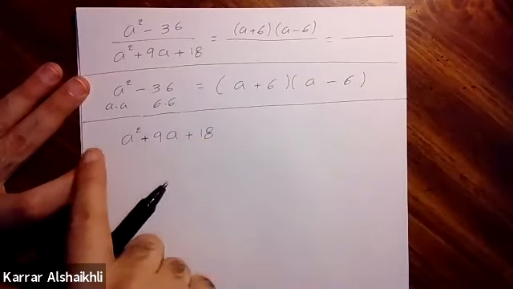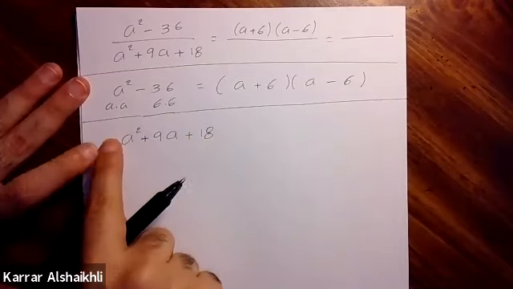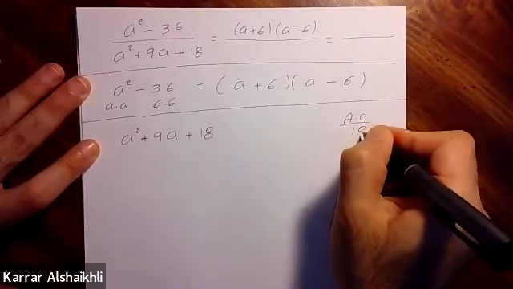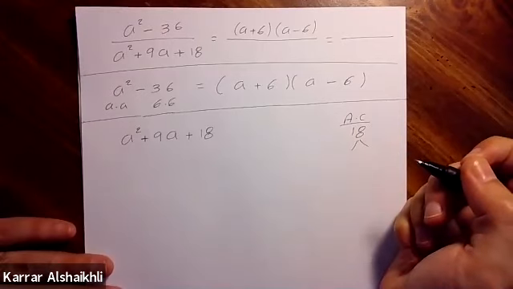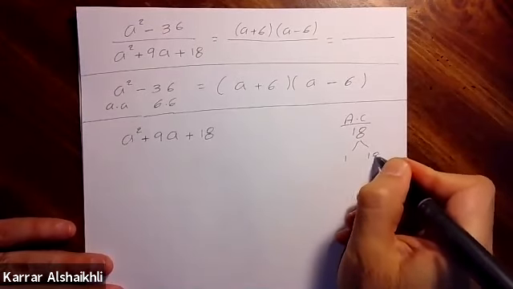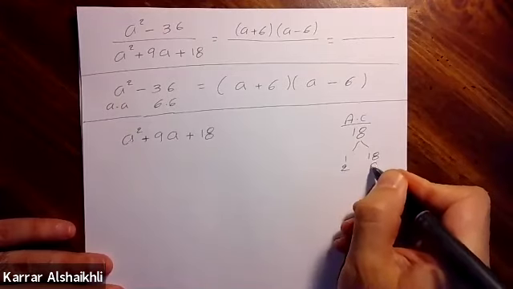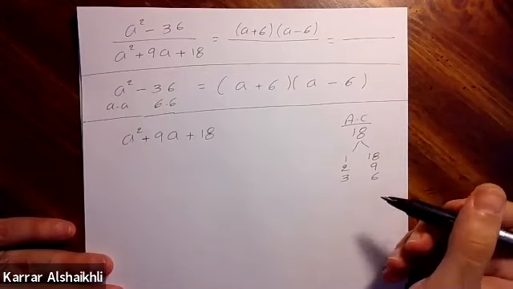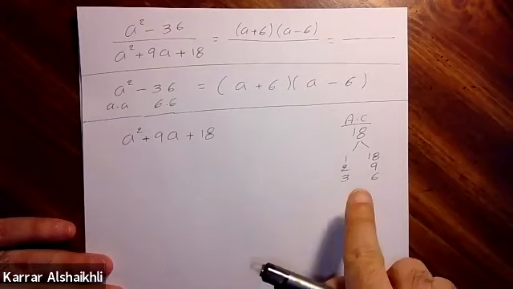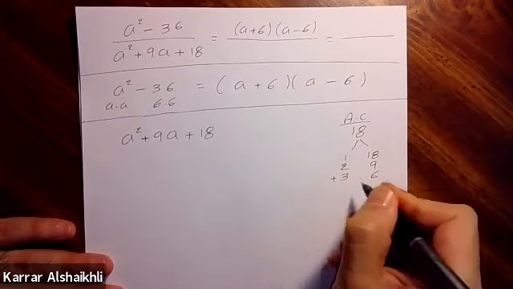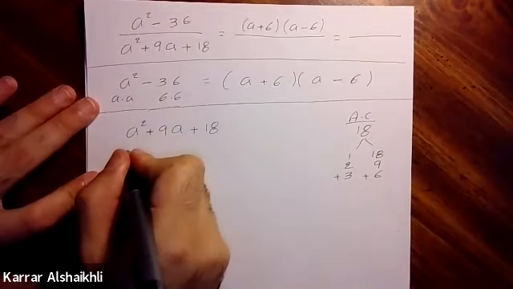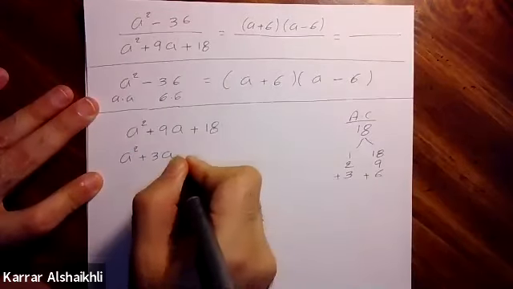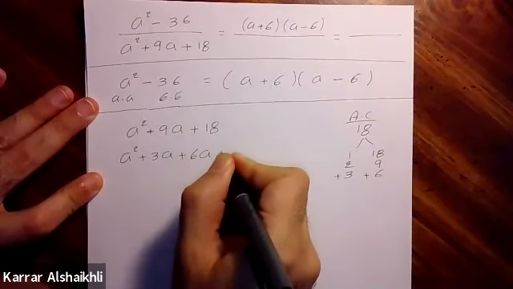We're going to use the AC method here, the a here, which is 1. The c is 18. So a times c is going to be 18. Let's factor the 18 to two numbers, 1 and 18, 2 and 9, 3 and 6. Which option I can use to get the middle term, which is 9? The only option is 3 and 6. So I'm going to say plus 3 plus 6. So it's going to be a squared plus 3a plus 6a plus 18.